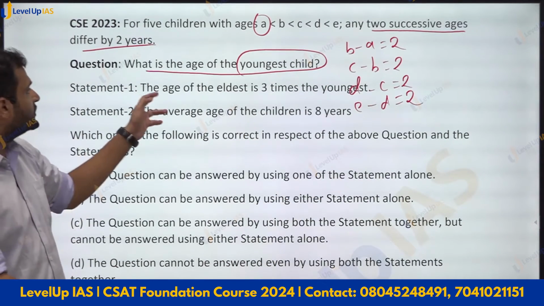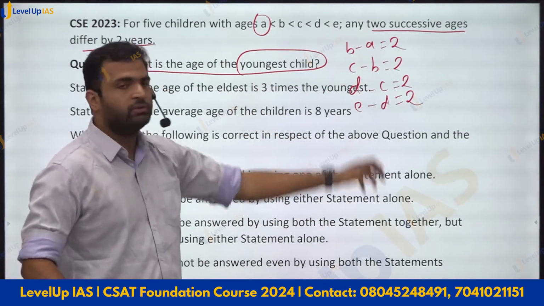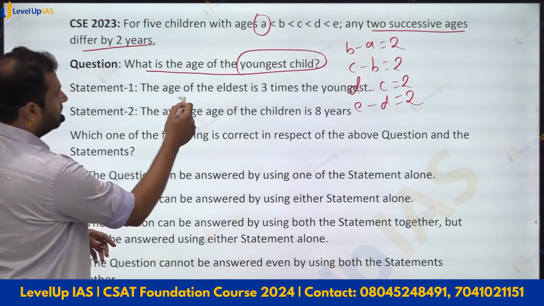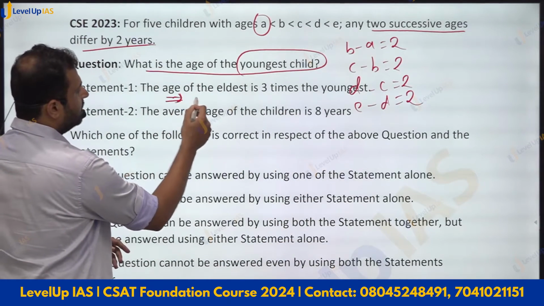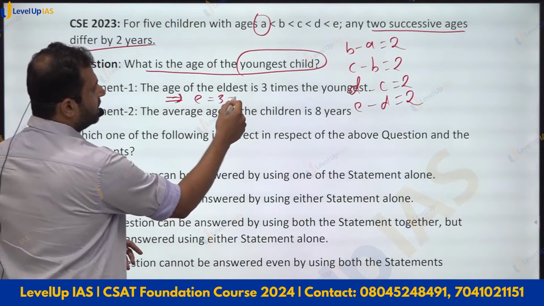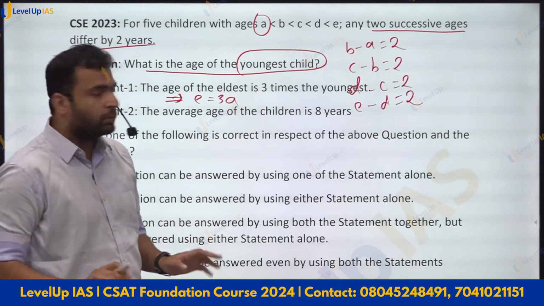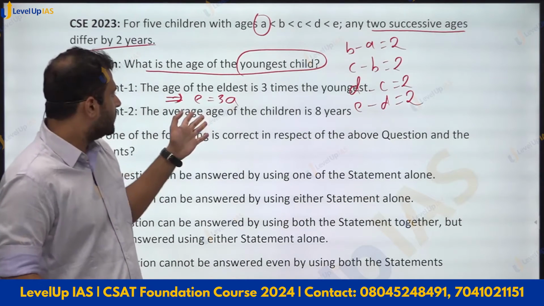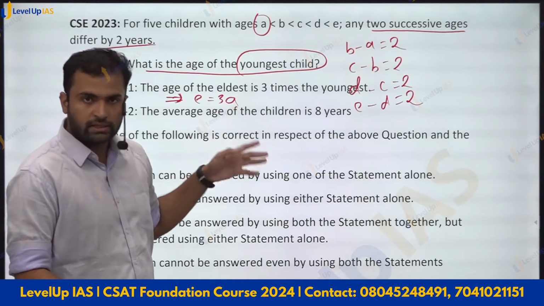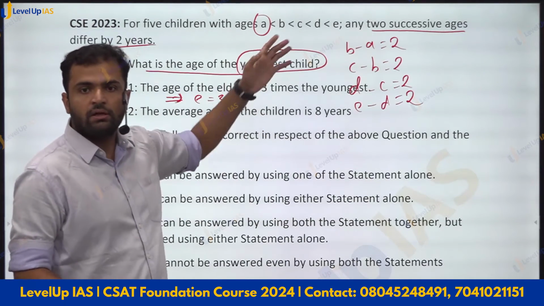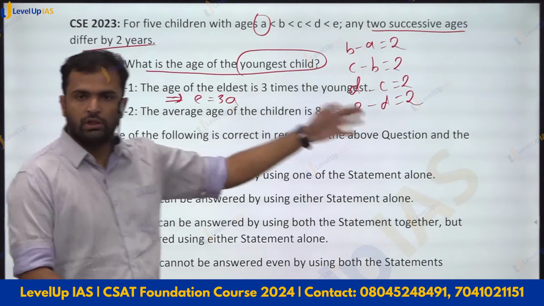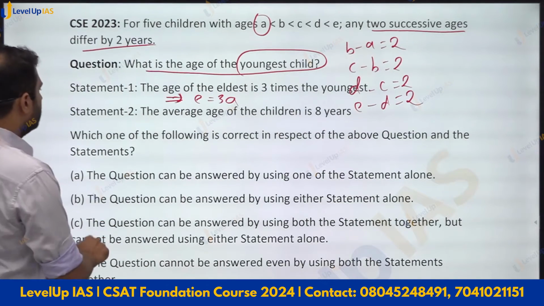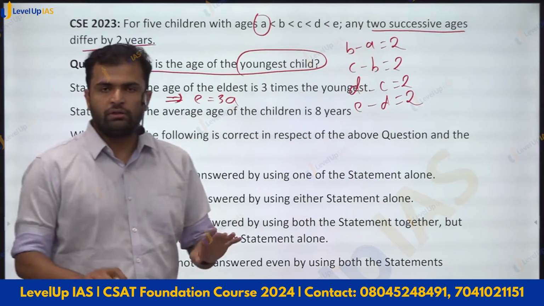Statement number 1, the age of the eldest is 3 times the youngest. The eldest is E. So this is nothing but E is equal to 3 times A. That is the equation. Is this different from all these equations? Yes. Is this another equation? Yes. Is this the 5th equation? Yes. So we have 5 equations, 5 unknowns. With statement number 1, we can solve for A, definitely. So with statement number 1 alone, the question is solvable.